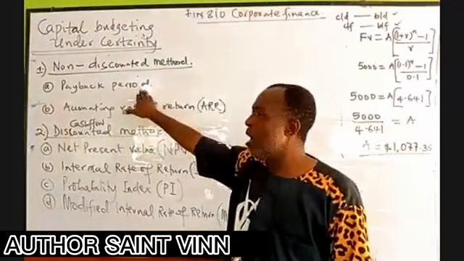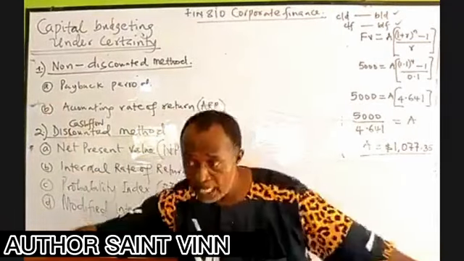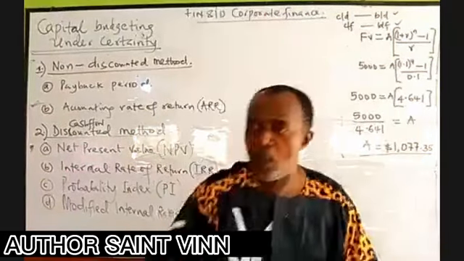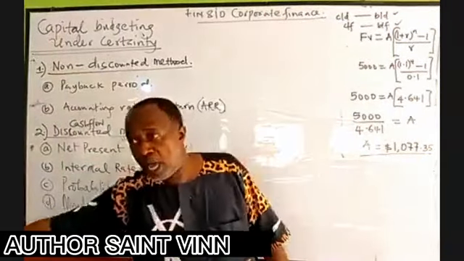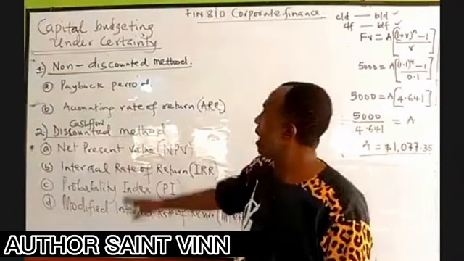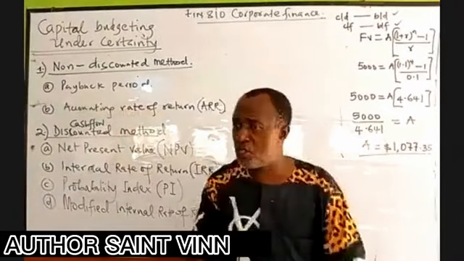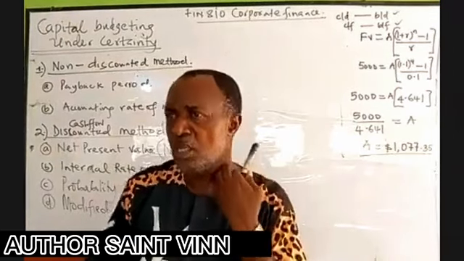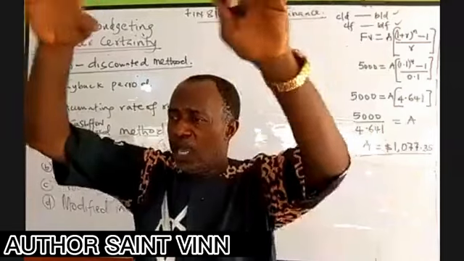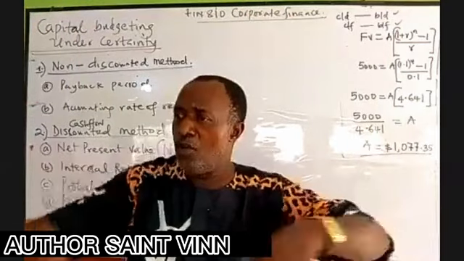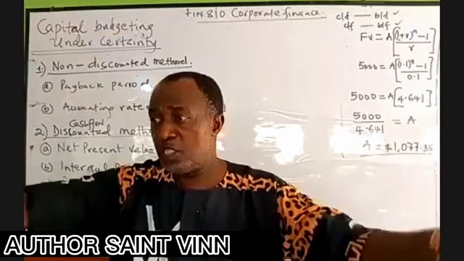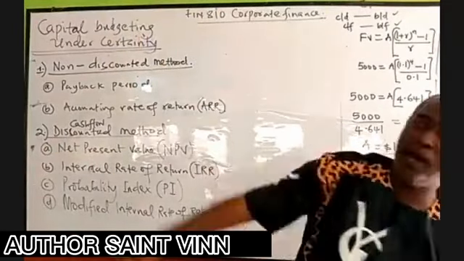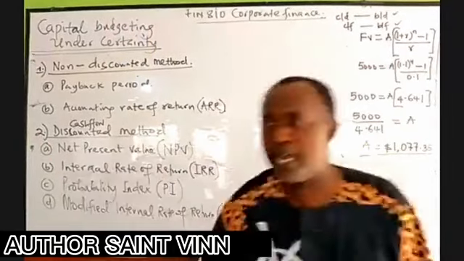So this method helps us if we have 2 or more projects. The one that pays earlier will be the one we accept. The one that pays later, we will ignore. Is that okay? Now, accounting rate of return is also another method that involves a simple percentage. It has a formula: average profit over average investment, multiplied by 100. So the one that gives us higher returns is the one we will follow. The one that gives us lower, we will reject.